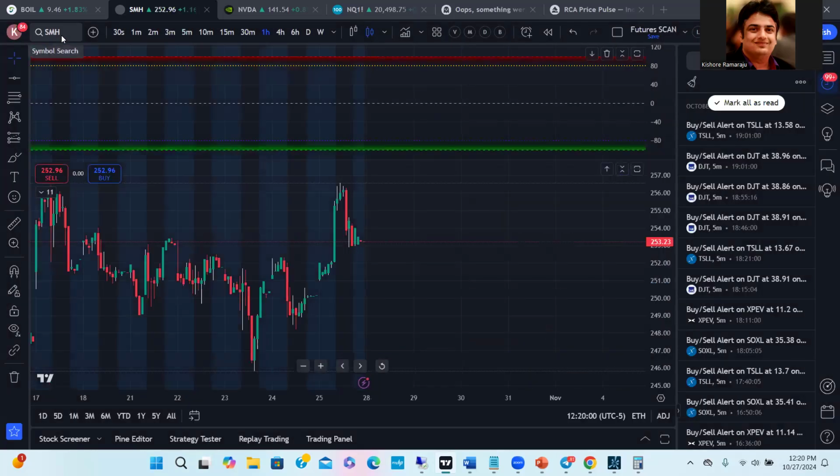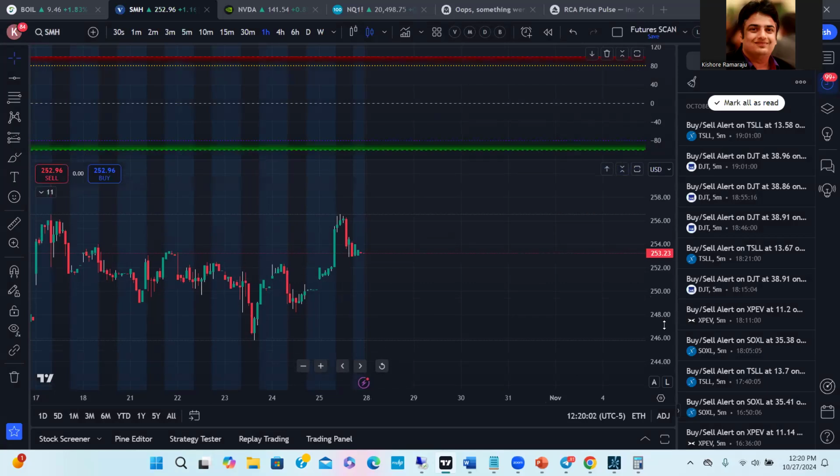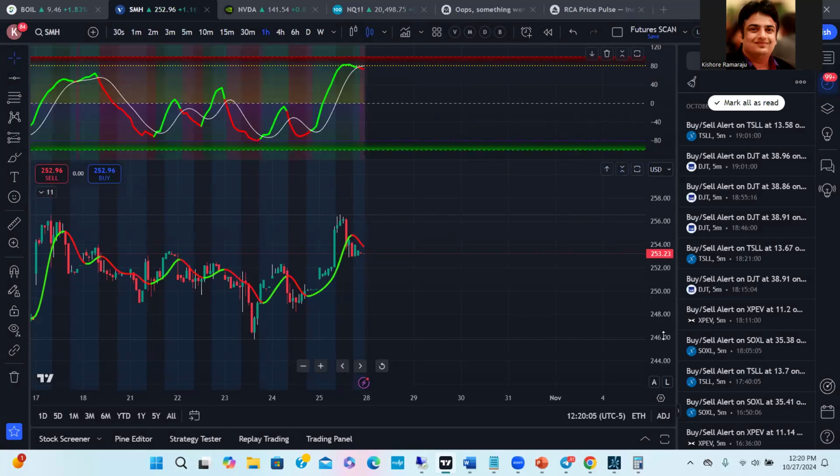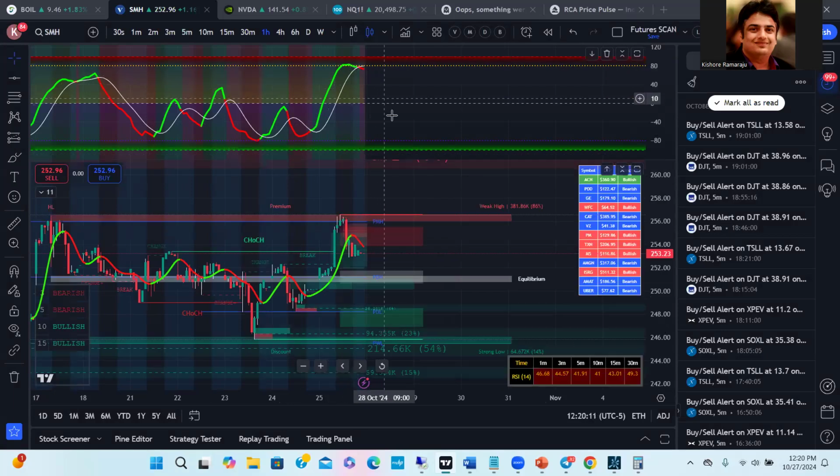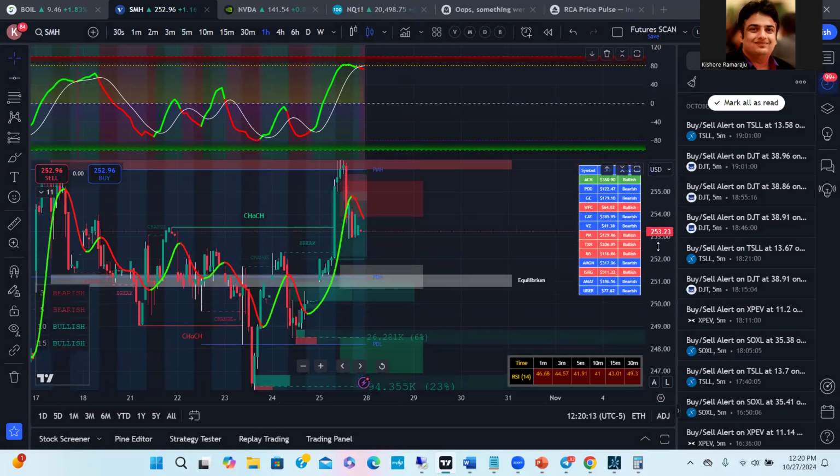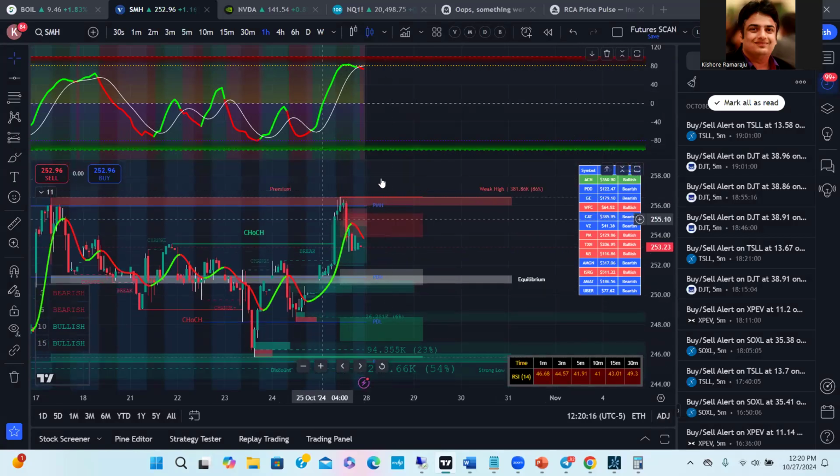let us look at SMH, right, which is like an ETF. So it went all the way from bottom to top. So there is a high possibility for a drop. So now it is at the top.